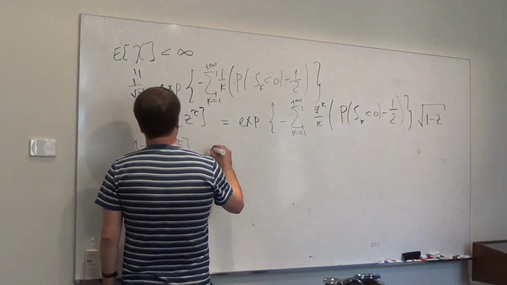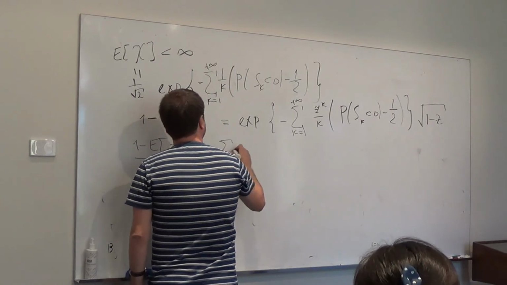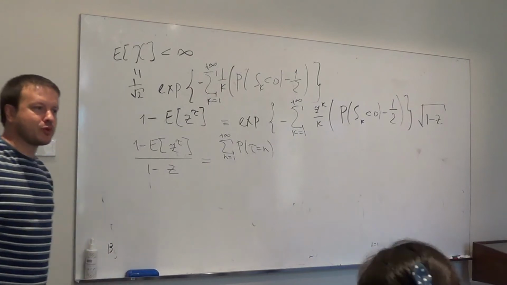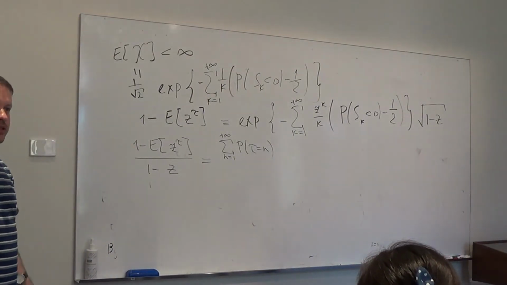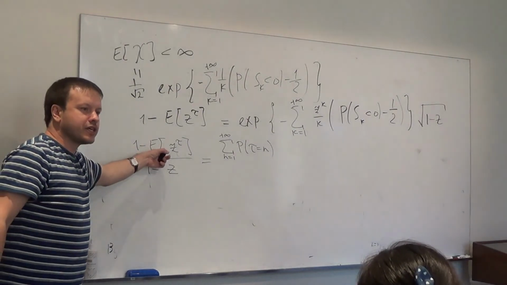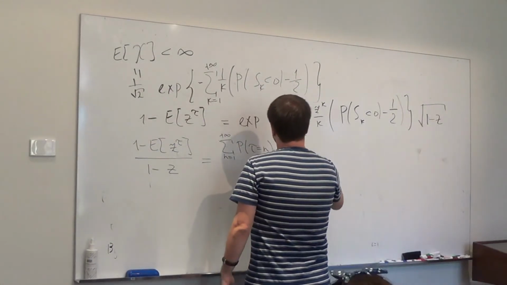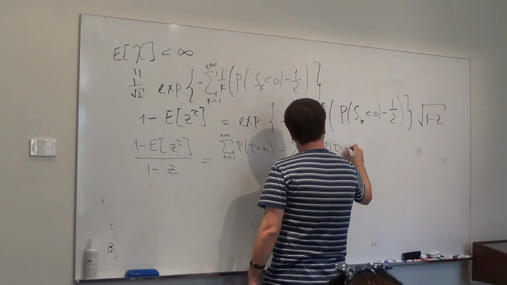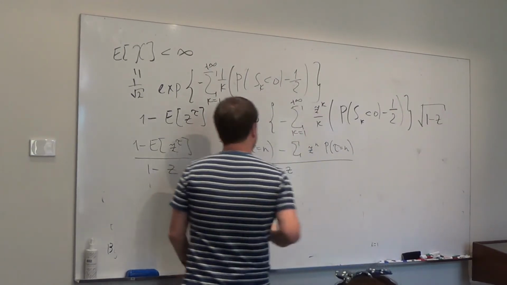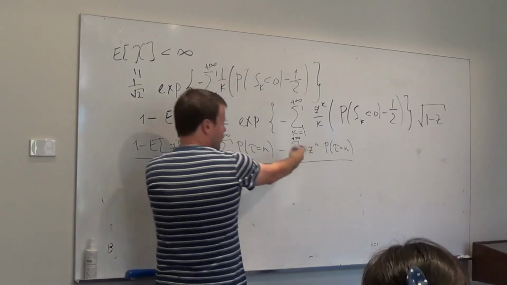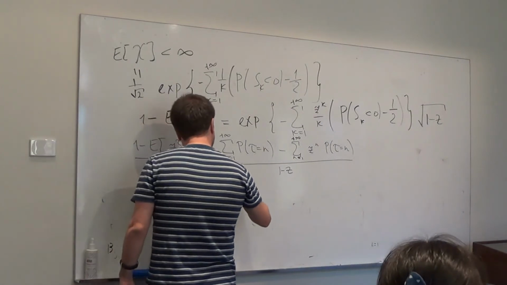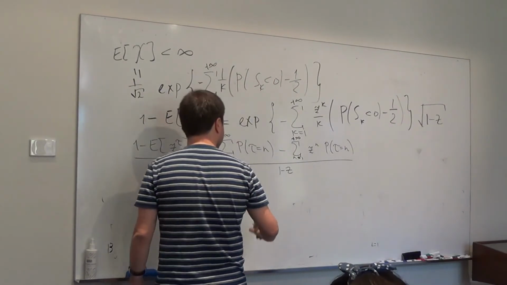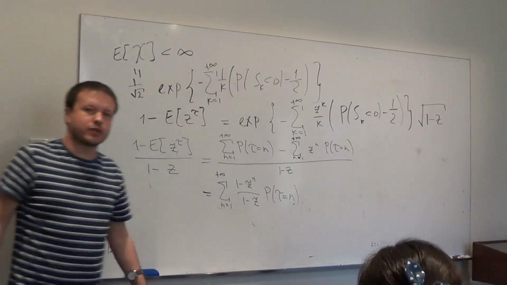So first of all, I know that my random variable is a proper random variable, so the sum of probabilities that tau is equal to n is going to give me 1. Okay, so I'm just replacing 1 by this sum. And here I'm going to write down the definition of expectation. So I have z to the power n, probability tau is equal to n, and everything is divided by 1 minus z. So if I combine those things together, I will get the sum from 1 to plus infinity of 1 minus z to the power n, divided by 1 minus z, probability that tau is equal to n.